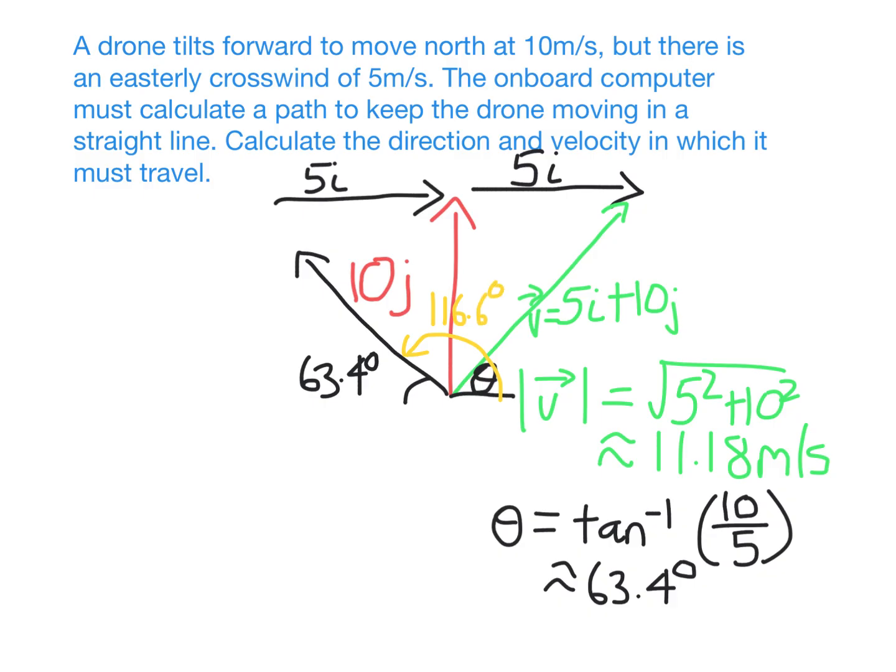so it will be 116.6 degrees. So what the computer will need to tell it to do, it will need to tell it to move according to the vector, I'll call it W, 11.18, that's the magnitude, that's the speed at which it must travel, and it must travel at an angle of 116.6 degrees. So this is the magnitude and direction in which the drone must travel, so that when the crosswind blows it, it is going due north and it is moving 10 meters per second in this direction. Of course, I've given W in polar coordinates, but you could easily calculate this in Cartesian coordinates as well.